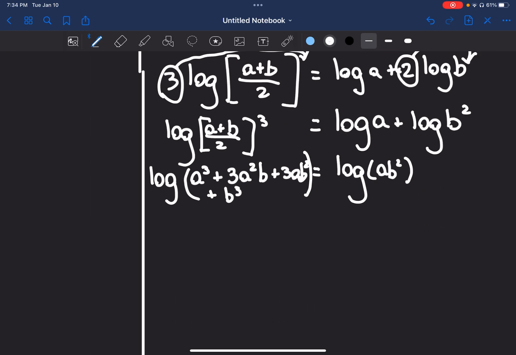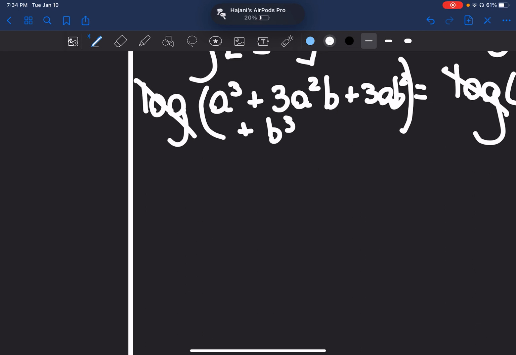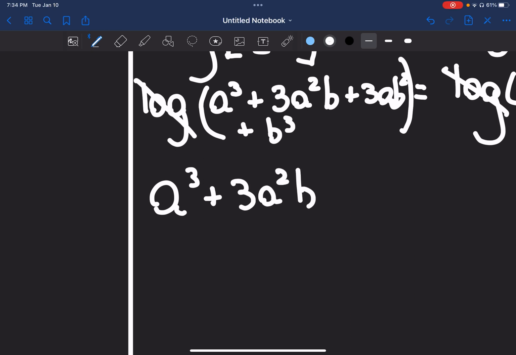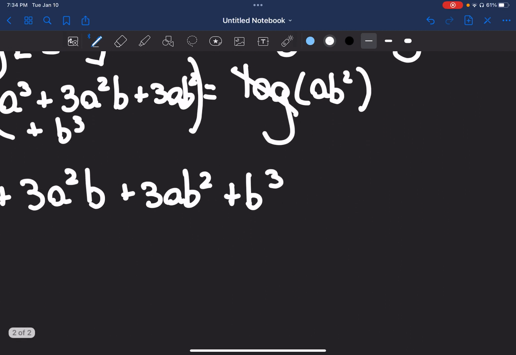And now that we have two things with logs, we can just drop the logs now, right? So what that means is that we can have, oh, my AirPods are dying. We can have a cubed plus 3a squared b plus 3ab squared plus b cubed is equal to ab squared.